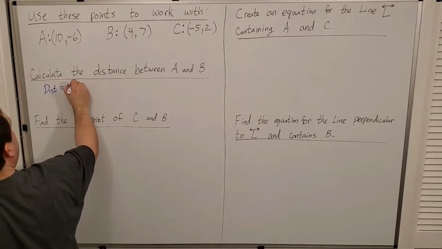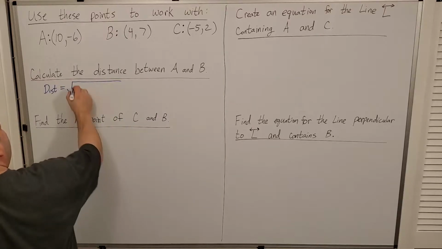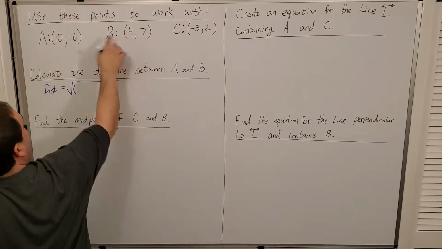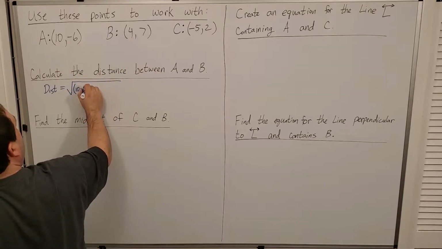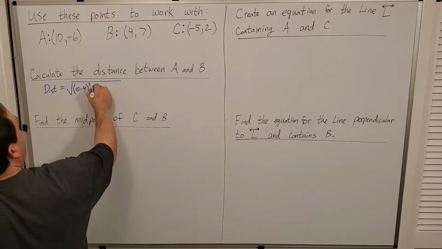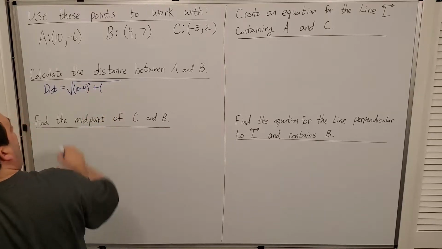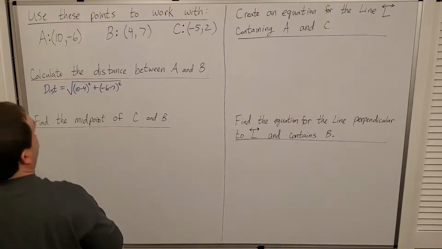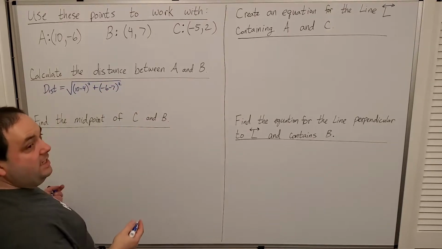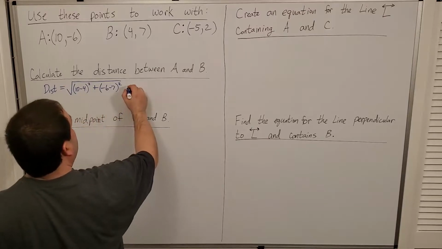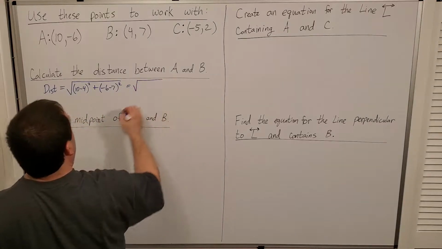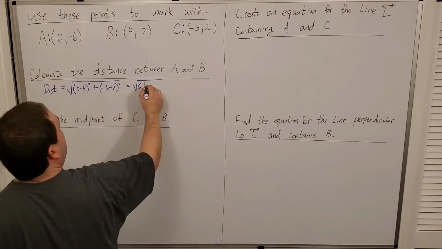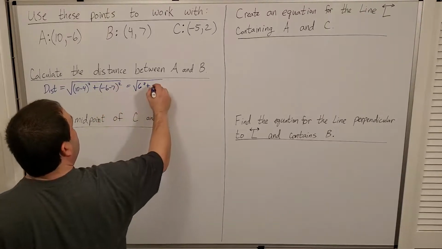is going to be equal to the square root of, and then I'm going to subtract the two x's. So that's 10 minus 4. And I'm going to square them. And I'm going to add the same idea with the y's. Negative 6 minus 7 and squared. And now I just need to simplify. So then this is going to be the square root of 10 minus 4 is 6 squared plus negative 13 squared.